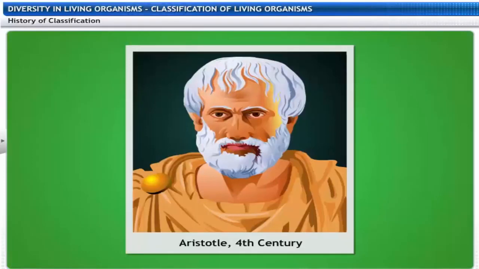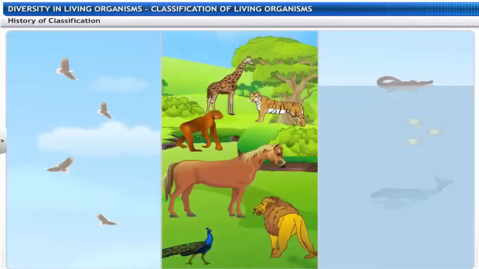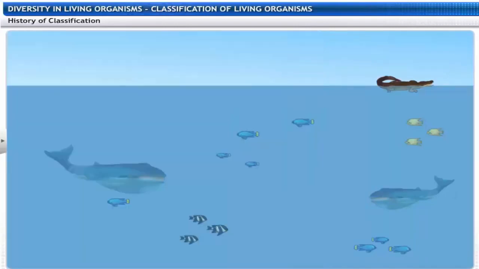In the 4th century, Aristotle, the Greek philosopher, classified animals based on whether they live on land, in water, or in the air. But his classification was unscientific, as it placed unrelated organisms like fishes, crocodiles, and whales living in the same habitat in the same group.